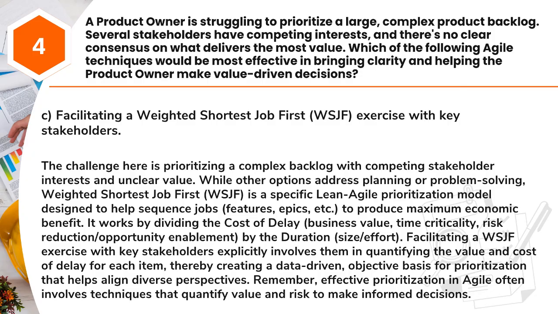The challenge here is prioritizing a complex backlog with competing stakeholder interests and unclear value. While other options address planning or problem solving, weighted shortest job first, WSJF, is a specific lean agile prioritization model designed to help sequence jobs, features, epics, etc., to produce maximum economic benefit. It works by dividing the cost of delay, business value, time criticality, risk reduction/opportunity enablement, by the duration, size/effort.